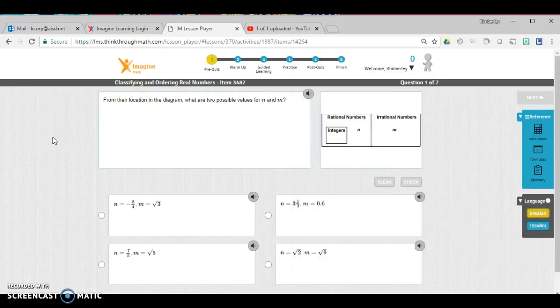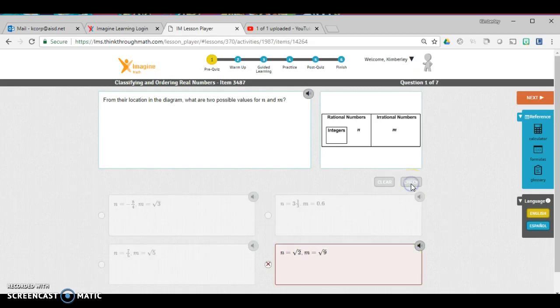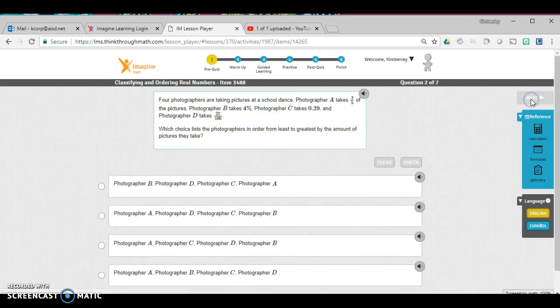Okay, now I'm going to come over and start the pre-quiz. So the question says, from their location in the diagram, what are two possible values for n and m? So I've got rational and irrational. I'm going to test this one. I select check. And I got this one wrong, but that's okay. It's just a pre-quiz. I'm going to click next.